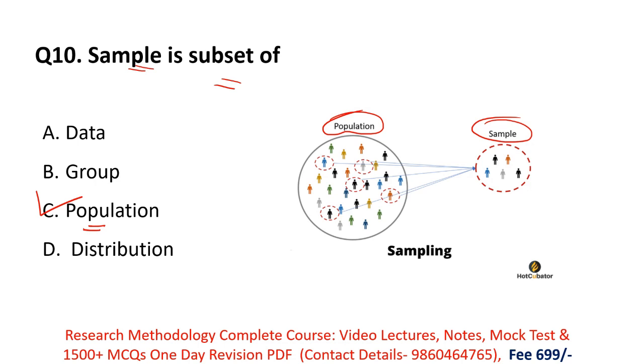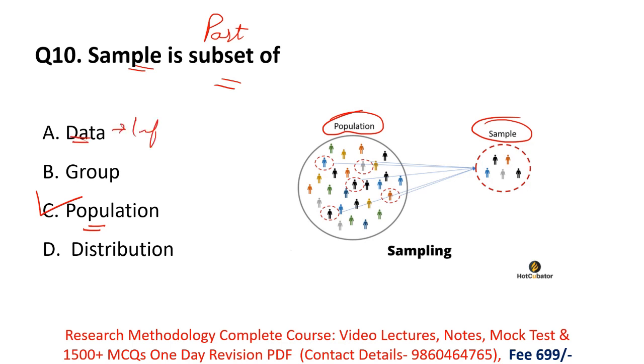In a census the researcher studies the whole population. Otherwise, the researcher cannot study the whole population, because it is a time-taking process. So a sample is a subset. Subset means part, because you are selecting persons from this population, who later become your sample. Remember, a sample is a part, or subset, of your population, not data.